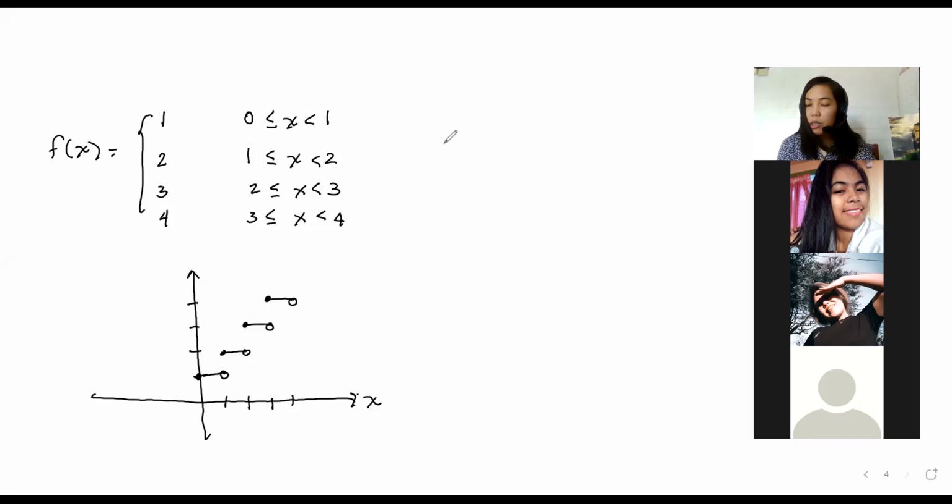Pwede din naman class na dito din, may graph din dito. So f of x is equal to, given this, f of x is equal to 1 if the value of x is between -4 and -3. Laging mas malaki yung nasa right side kaysa dito, kasi to n, tas dito n plus 1.